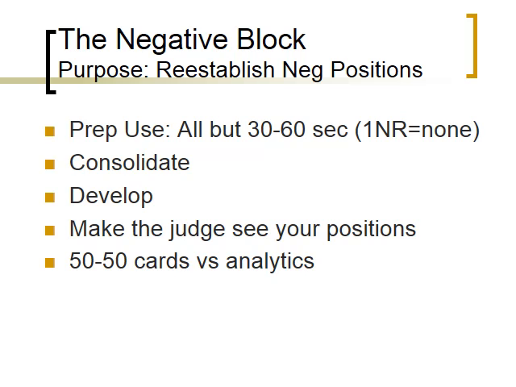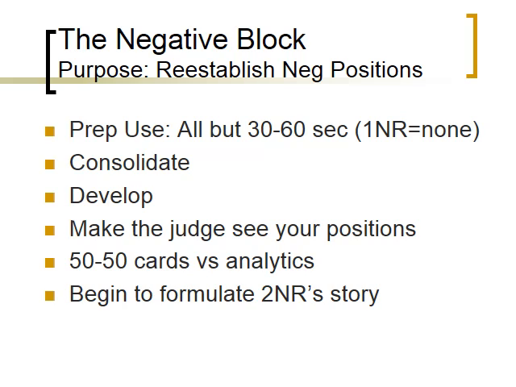Similar to the second affirmative constructive, the negative block speeches, the 2NC and the 1NR, should be about 50-50 cards versus analytics. So half the things you say should be quotations and half the things you say should be analytical arguments. And again, that's a rule of thumb. But most importantly, you're beginning to formulate the second negative rebuttal story. You're making sure that you start to hint at what, or maybe explicitly identify what the second negative rebuttal story is going to be, so that the judge can actually start to envision why she wants to vote for you.